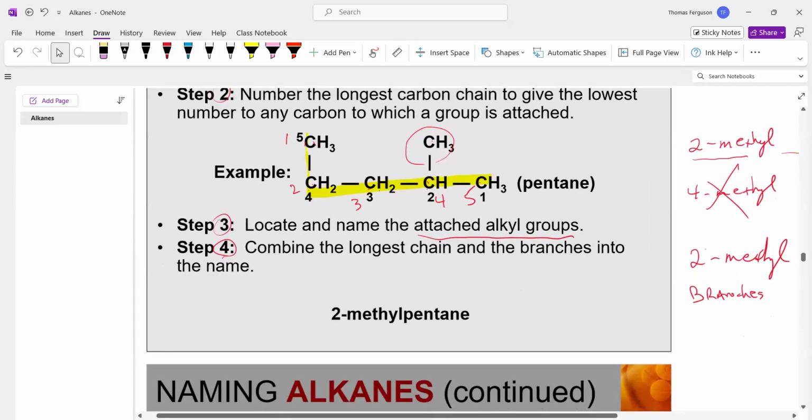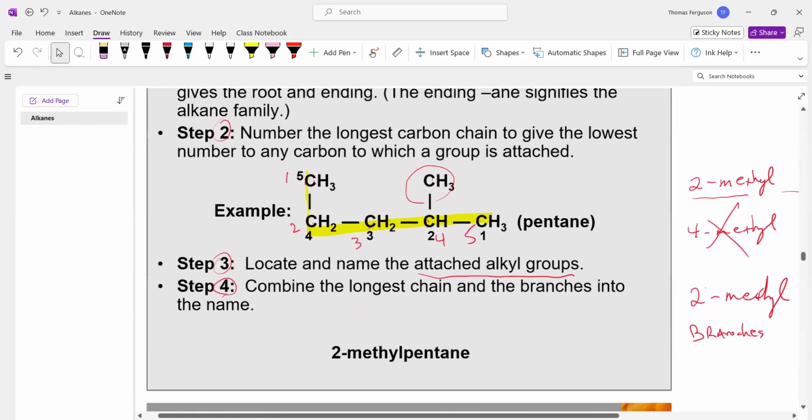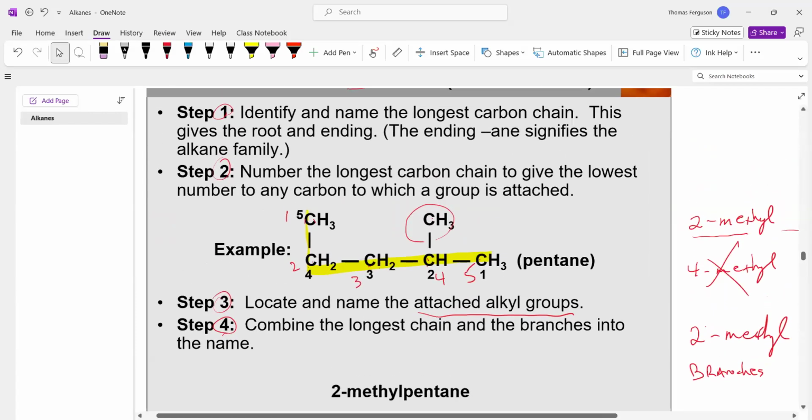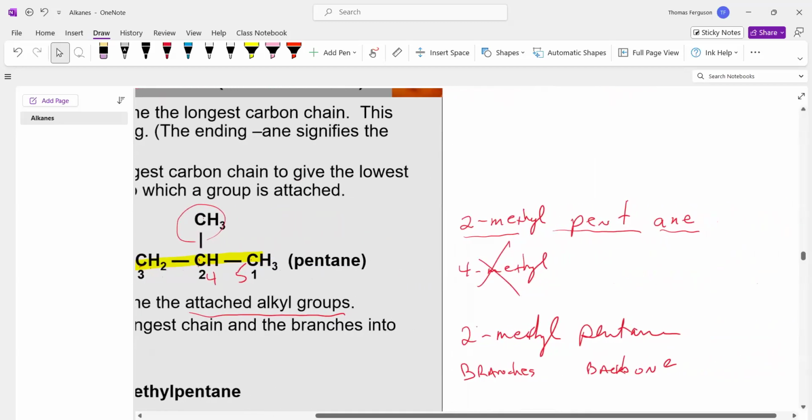Okay, so every time I'm going to do the same thing. Number 1, identify the backbone. Number 2, identify the functional group. And number 3, figure out the numbering on your backbone, which will give you the lowest number for branches or attached alkyl groups. Every single time. Now, this would be for alkanes.